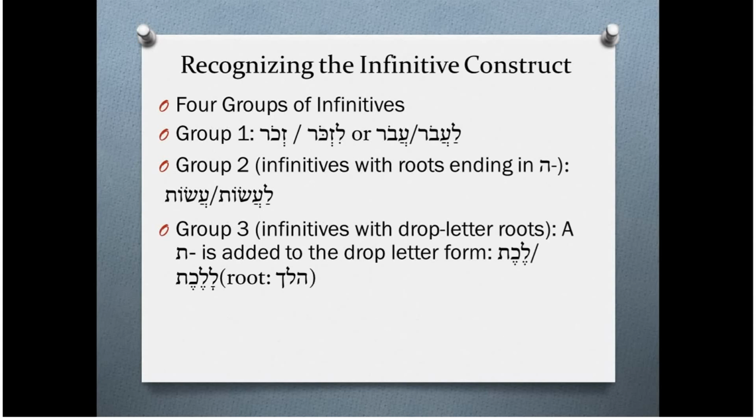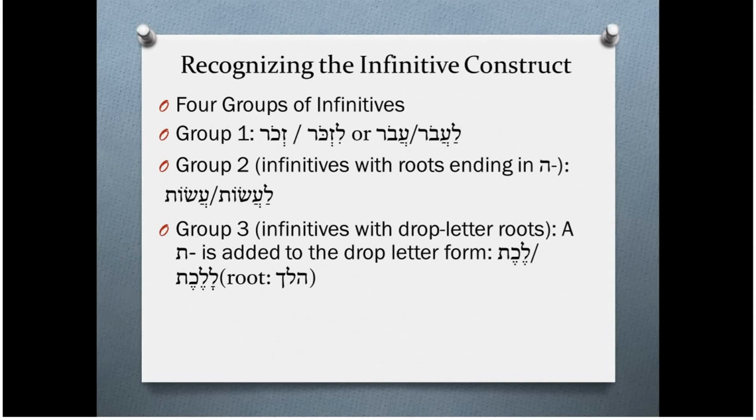There are four groups, and when I say groups, I'm referring here to how the infinitive looks. That is, how its vowels are configured. And in this case, the vowels are very important. Here's group number one. This group typically looks identical to the second masculine singular imperative. Notice zechor has the shva and the holum there, and that looks just like the second masculine singular imperative. So in this case, you would have to use context to determine the differences there. But that's group number one.